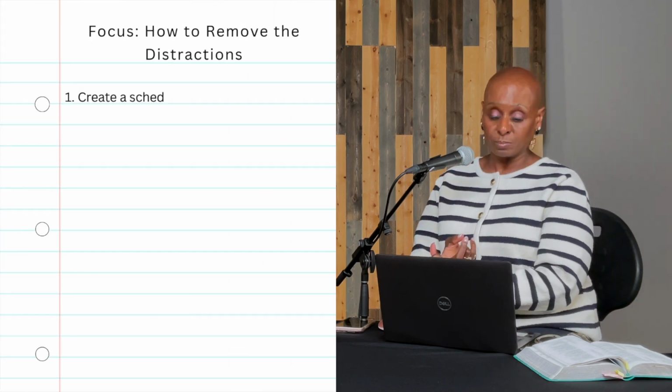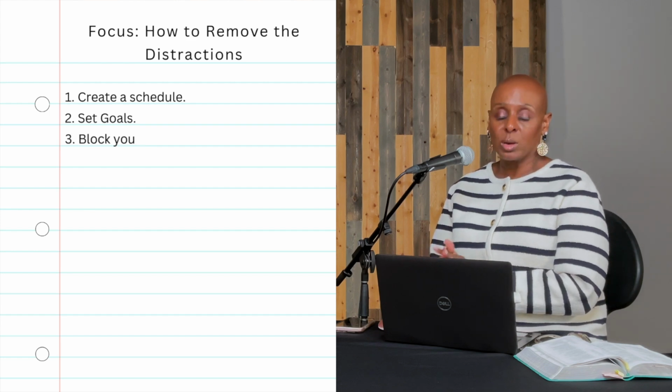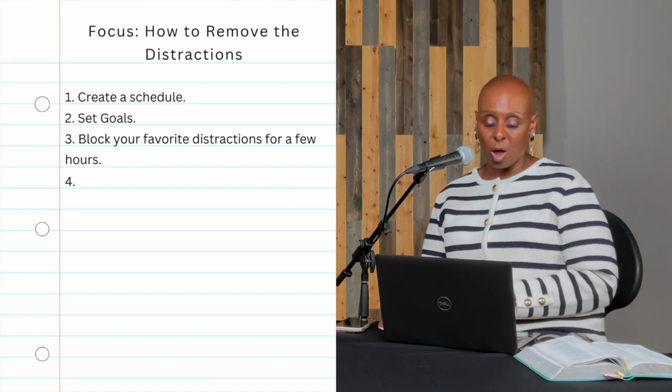So we have shared with you how to focus, how to remove the distractions out of your life. Number 1, we want to create a schedule. Number 2, we want to set goals. Number 3, we want to block out our favorite distractions. Why do I say favorite distractions? Because those are the ones that are going to get us every time. We don't mind throwing away the things that we don't care about, but our favorite ones, that's harder.